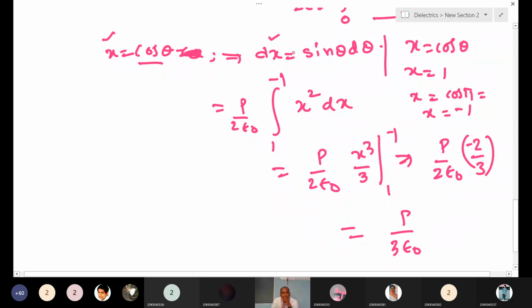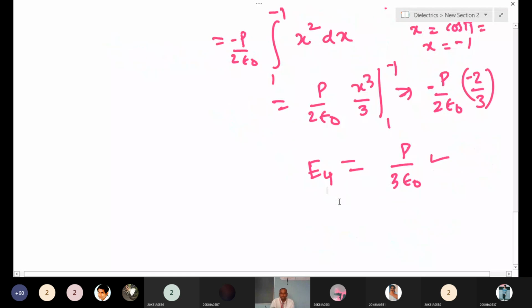Here there is a minus cos theta, so what is the derivative of cos theta? It has a minus sign. So here minus of minus is plus. What will you get finally? P by 3 epsilon naught. Is it okay now? E4 is given by P by 3 epsilon naught.